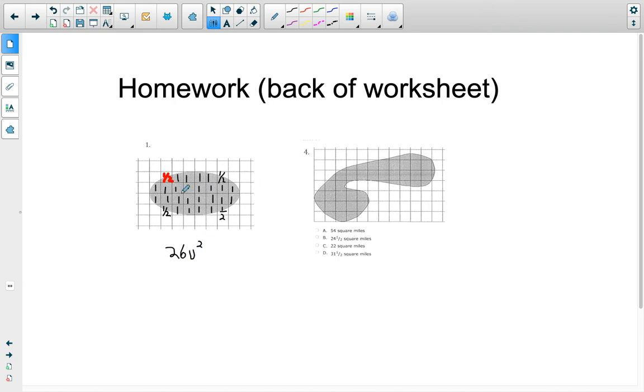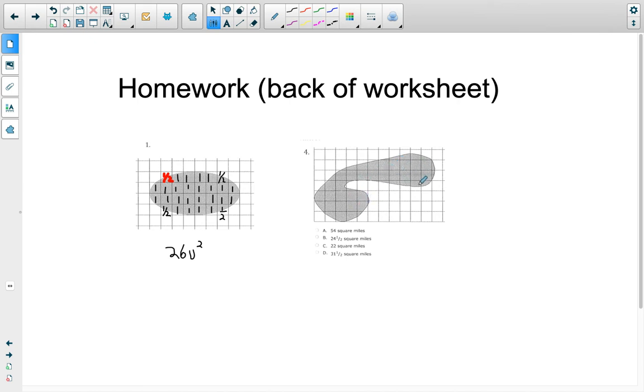Now, usually we will have some fluctuation. Some people might decide that this is less than half and not count it. So you might get a little bit of variation. We usually have a range of answers that are correct. Okay, let's look at our next one.